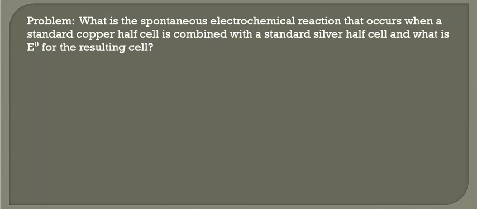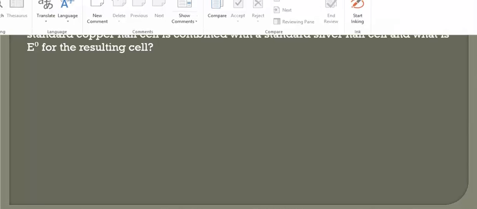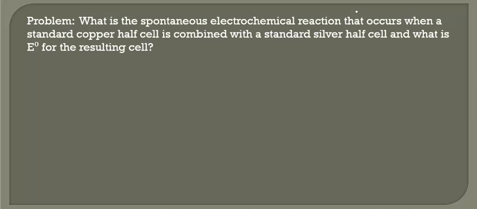Okay, let's look at a couple problems here. What is a spontaneous reaction that occurs when a copper half cell is combined with a silver half cell? First off, go back to the electromotive series and get the half reactions. The half reactions look like this.